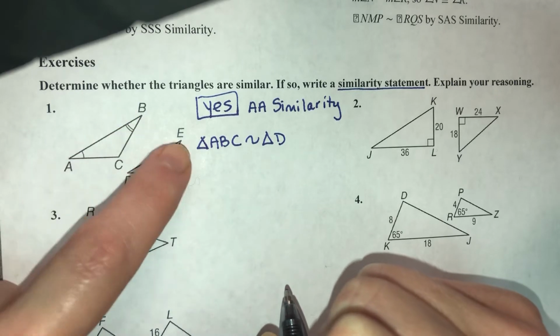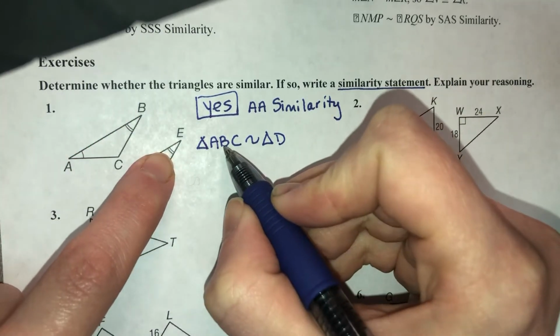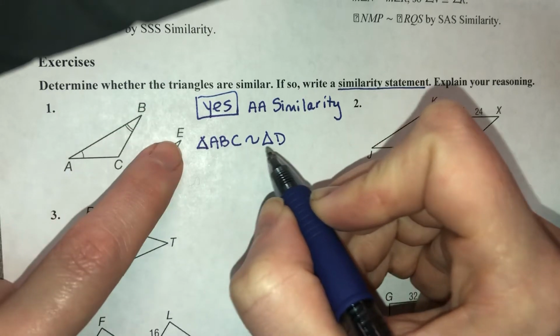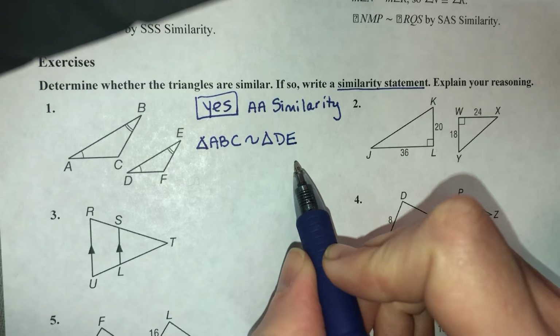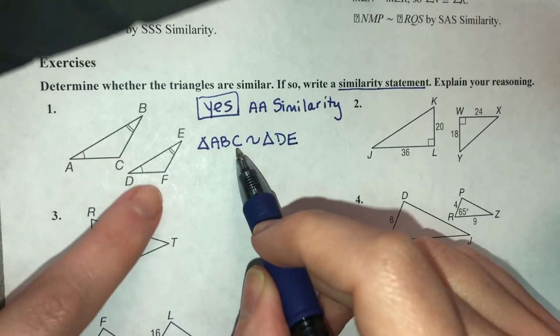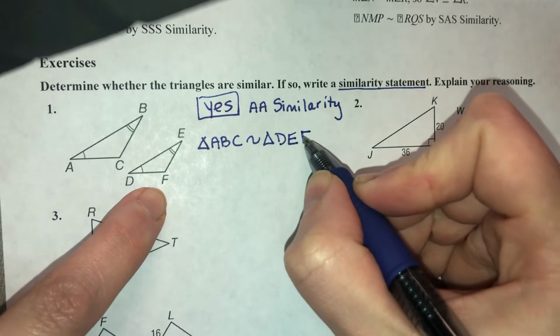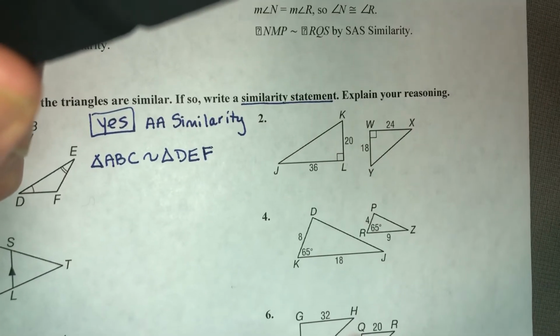Angle B is congruent to angle E because they have the double arcs. So since B is the second letter I wrote down, E must be the second letter in the name of the second triangle. And then last, the angle C corresponds to the angle F, and it's congruent to the angle F. So that finishes off the triangle similarity statement, and we're done with number 1. All right, let's take a look at number 2.